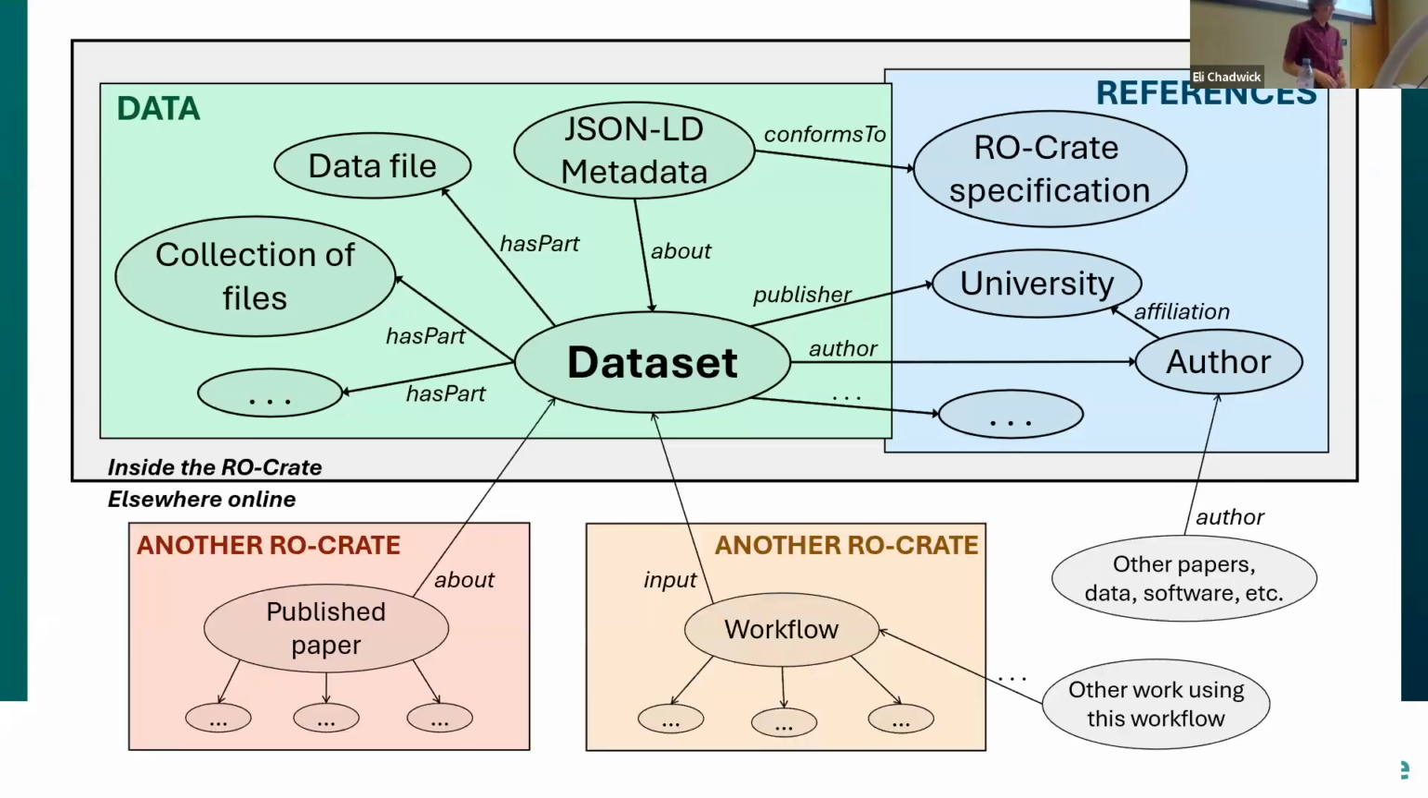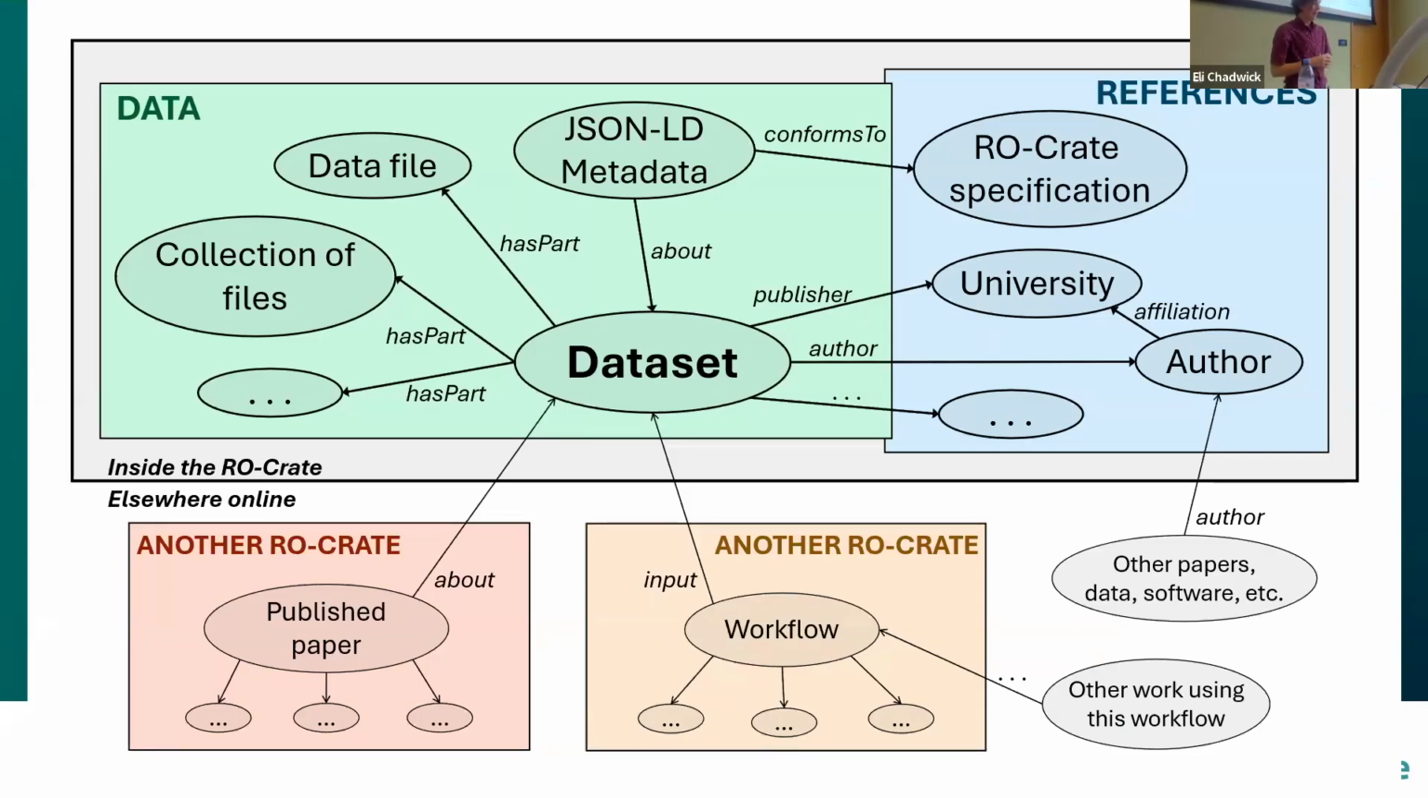So you might have another RO-Crate that is a paper that actually does some extra analysis on this data or uses this data or is about this data in some way. It can now reference this data set. Or you might have a workflow that takes this data set as an input and again can cross-reference it. And so you build up this web of interconnected references across the internet.